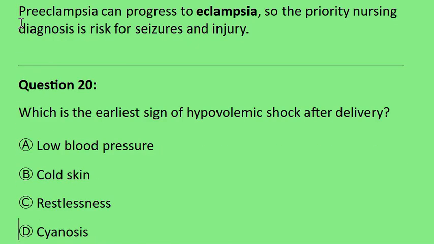Question number 20. Which is the earliest sign of hypovolemic shock after delivery? Pause the video for 5 to 10 seconds. Read the options carefully and select your best choice.